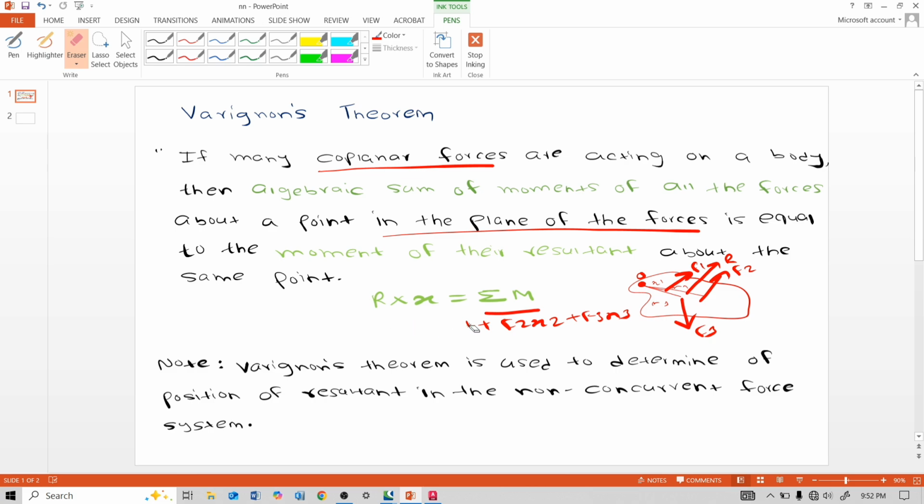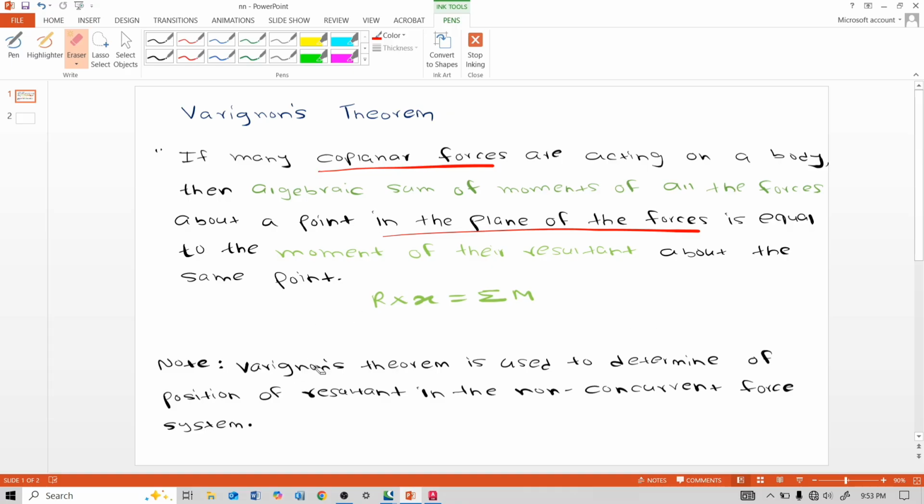So if many coplanar forces are acting on a body, then the algebraic sum of moments of all the forces about a point in the plane of the forces is equal to the moment of their resultant about the same point. So this is Varignon's theorem.